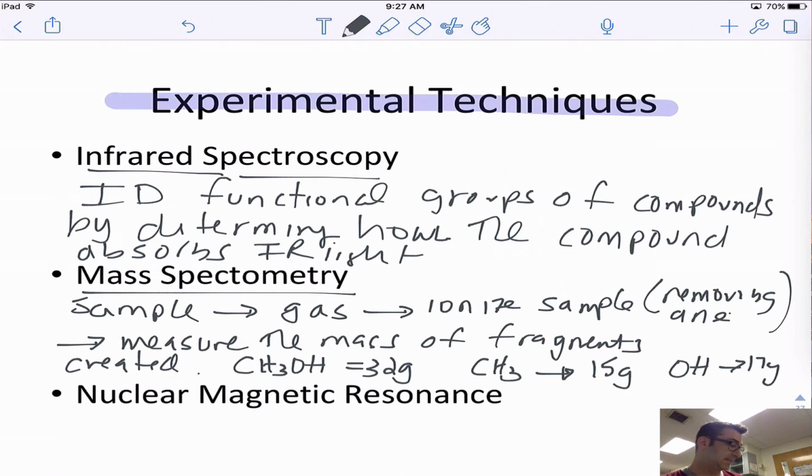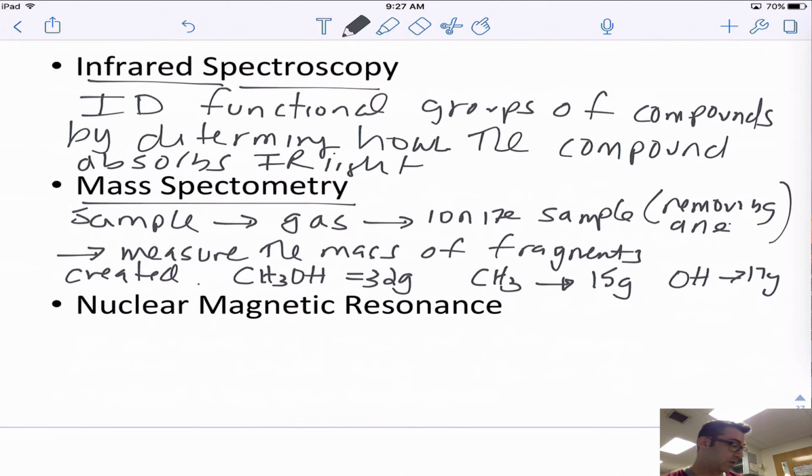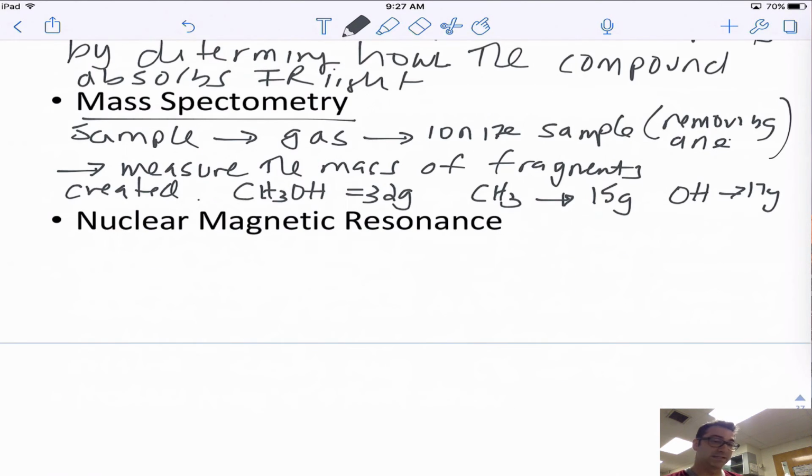The last technique that's used is something called NMR, nuclear magnetic resonance. You know this as an MRI machine that's used to look at structures in a living organism, but they didn't like the term nuclear. People were scared away from that. But really it's NMR, nuclear magnetic resonance.